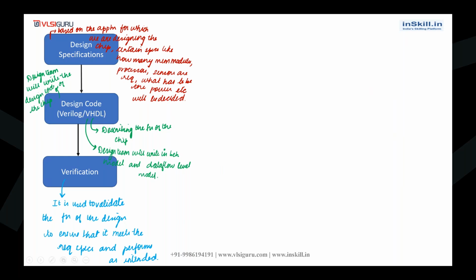So verification is used to validate the functionality of the design to ensure that it meets the required specification and performs as intended. This is the verification stage. And after this, we have the synthesis stage.